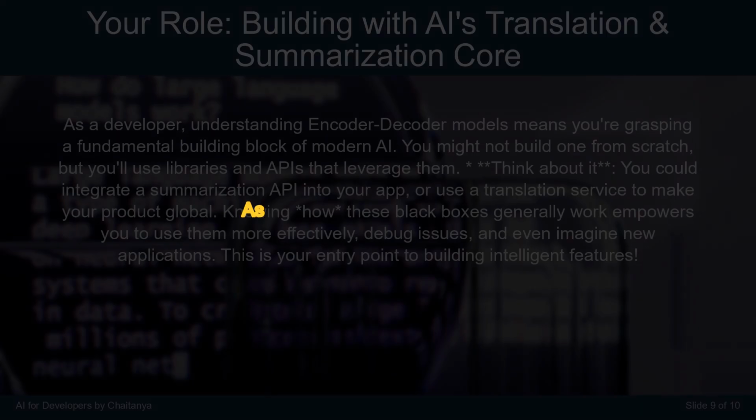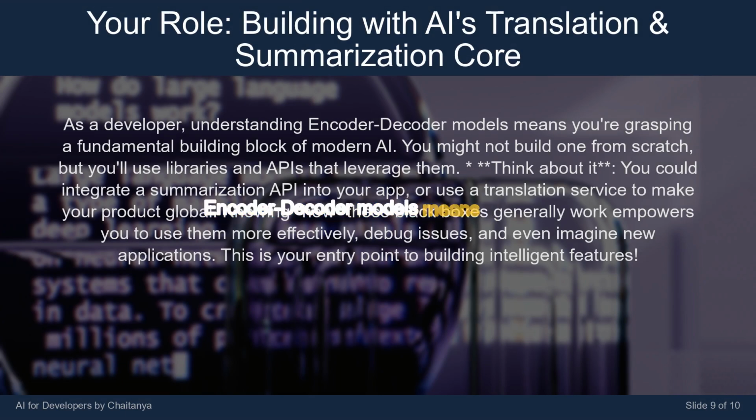code. As a developer, understanding encoder-decoder models means you're grasping a fundamental building block of modern AI. You might not build one from scratch, but you'll use libraries and APIs that leverage them. Think about it. You could integrate a summarization API into your app, or use a translation service to make your product global. Knowing how these black boxes generally work empowers you to use them more effectively, debug issues, and even imagine new applications. This is your entry point to building intelligent features.